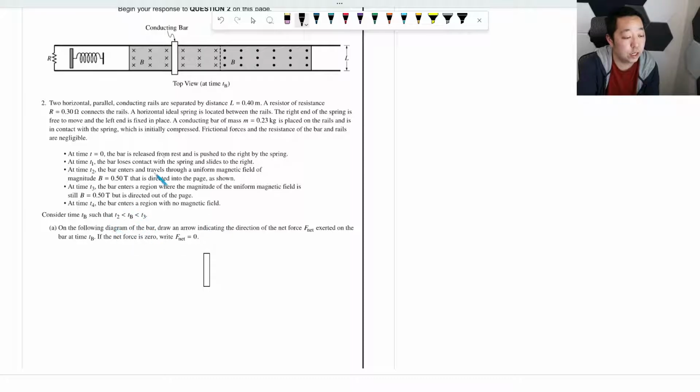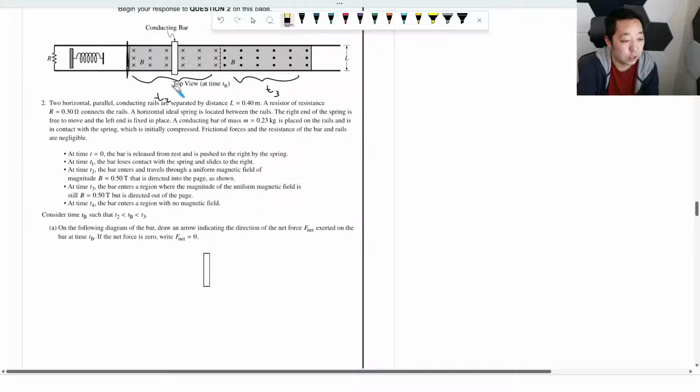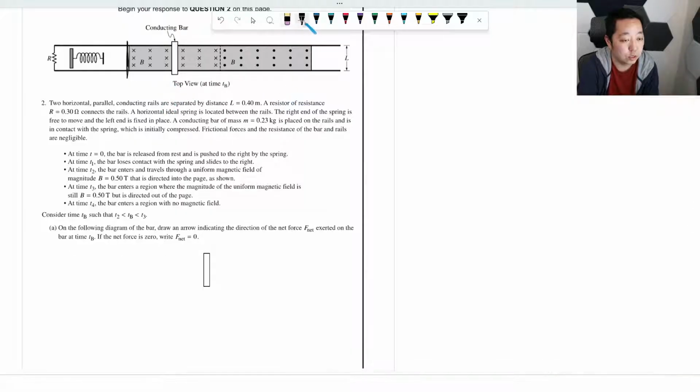Okay, consider the time between t2 and t3. T2 is when we're in this region here, and t3 is when we're in this region. Actually, let me put the times like this. This is where t2 occurs, and then right here is when t3 occurs. So between t2 and t3 is when we're in this region.